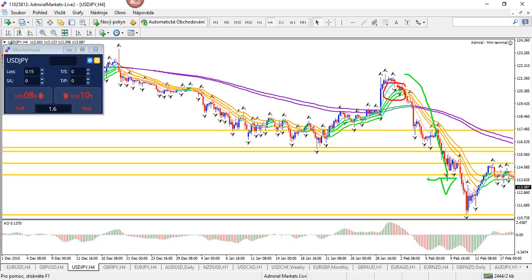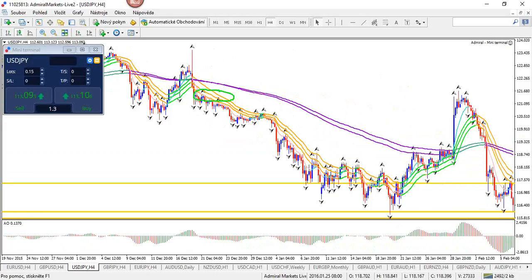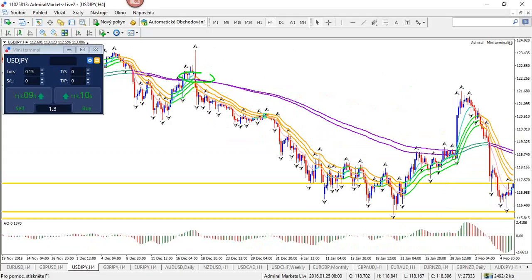That always can happen, but typically it's a pretty good rule to look at. Like here, for instance, here you got fractals on the opposite side, resistance fractals continuing to stay below the price. We never had support fractals above. You see, we had a downtrend here.